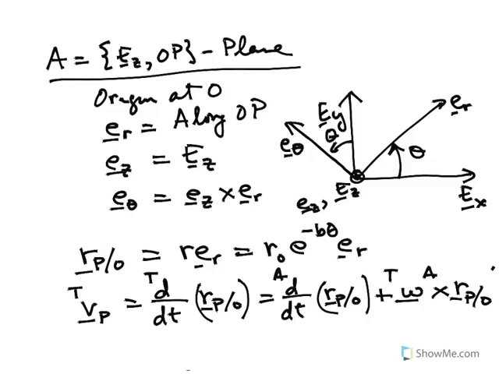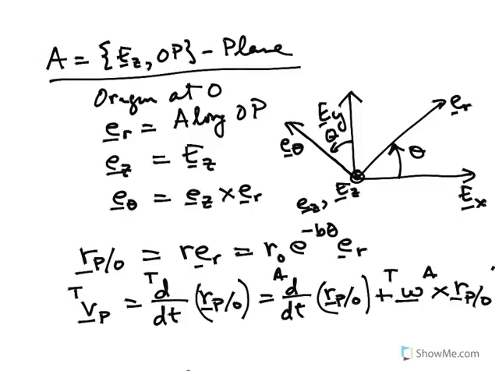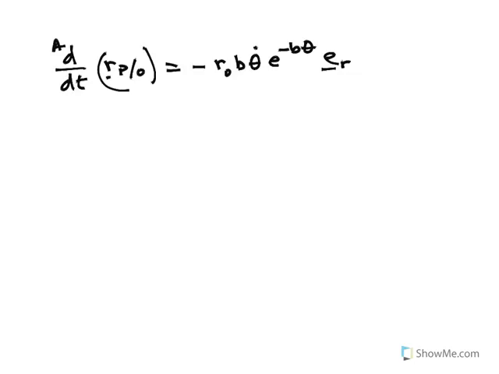So let's go through and compute the rate of change in reference frame A of the position of P relative to O. Well, because the position of P relative to O is expressed in a basis that's fixed in frame A, this becomes minus R0 times b times theta dot times e to the minus b theta times ER. And that comes from the fact that when I take the rate of change of e to the minus b theta, I get minus b times e to the minus b theta times theta dot, and then I put all that together to get the expression that you see.